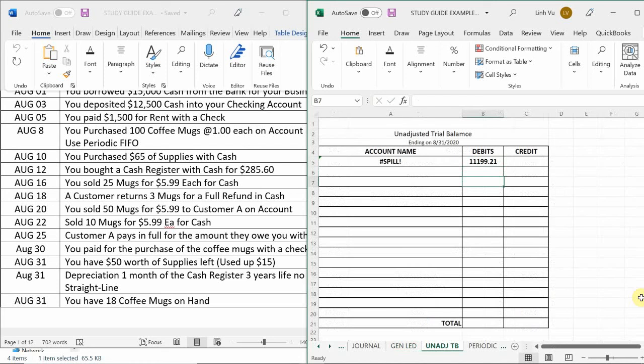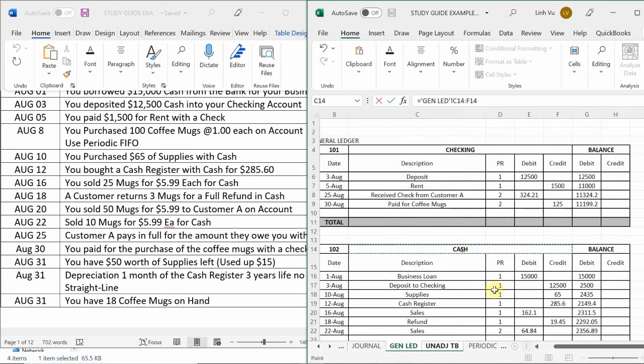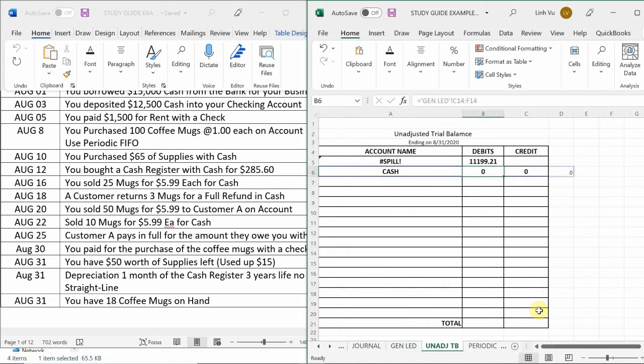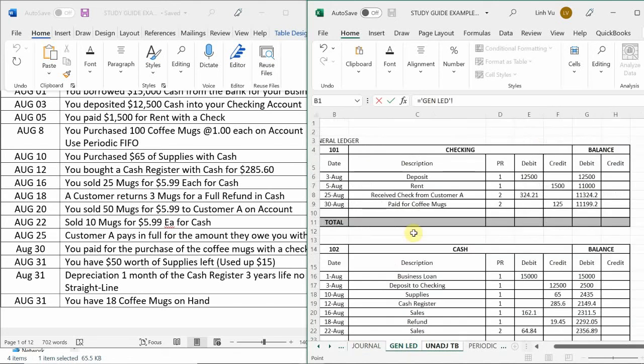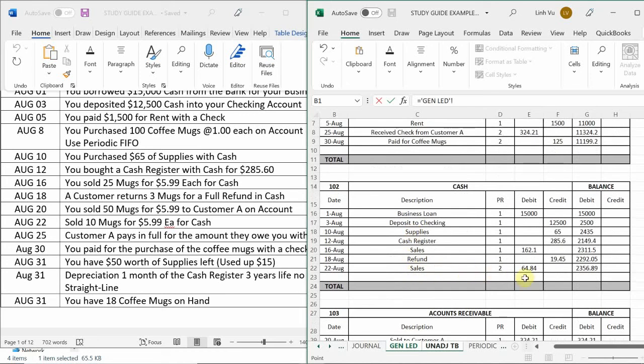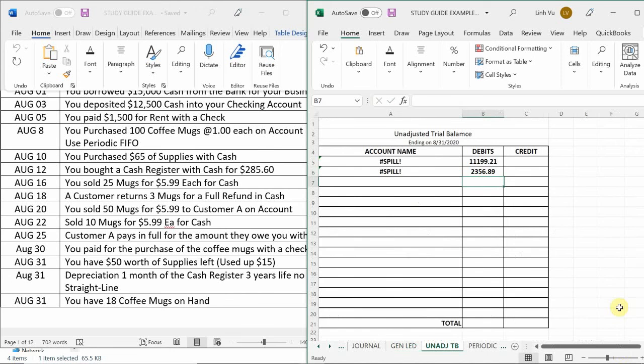Okay. What account is next after that? And my cash account. So how much is in my cash account? Oops, sorry. Ledger. My cash account. 2,356.89. Okay.